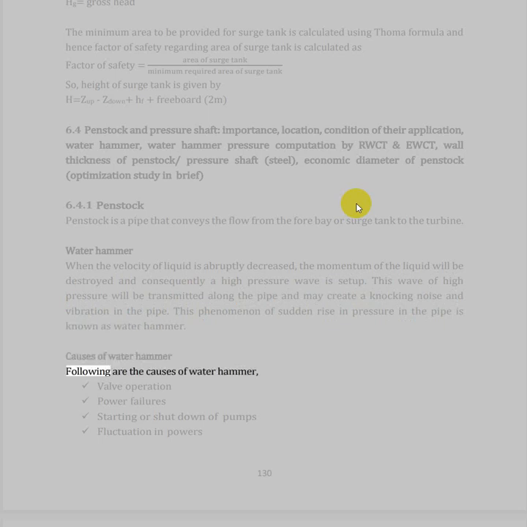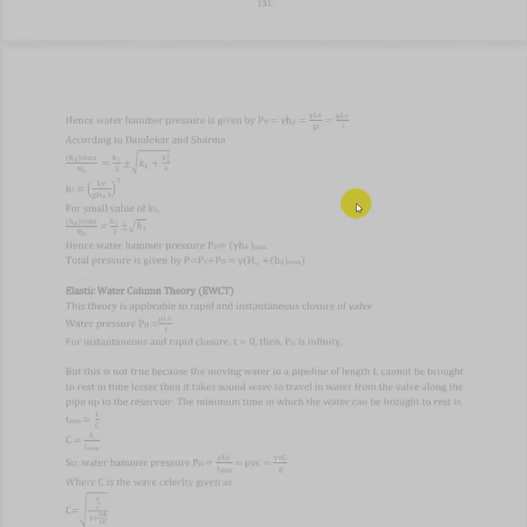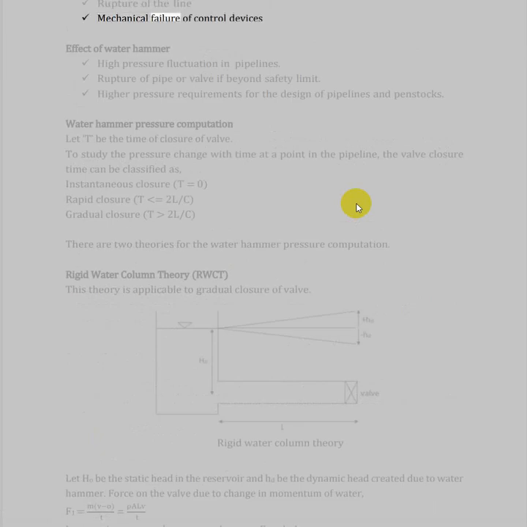Causes of water hammer. Following are the causes of water hammer: valve operation, power failures, starting or shutdown of pumps, fluctuation in power, rupture of the line, mechanical failure of control devices. Effects of water hammer: high pressure fluctuation in pipelines, rupture of pipe or valve if beyond safety limit, and higher pressure requirements for the design of pipelines and penstocks.